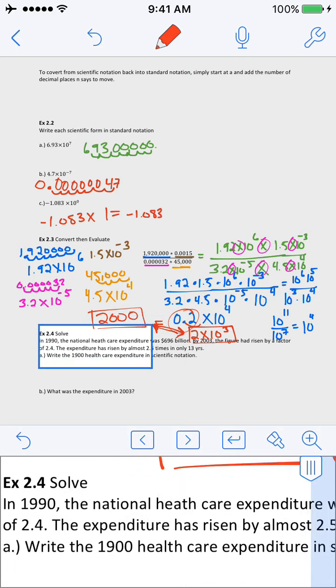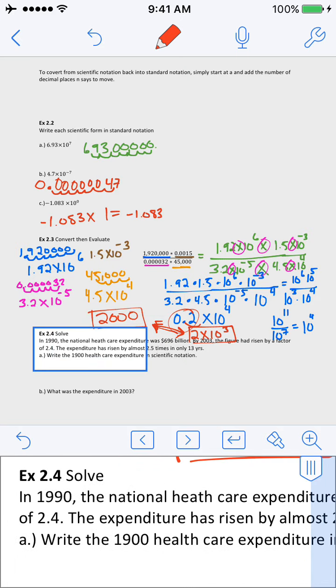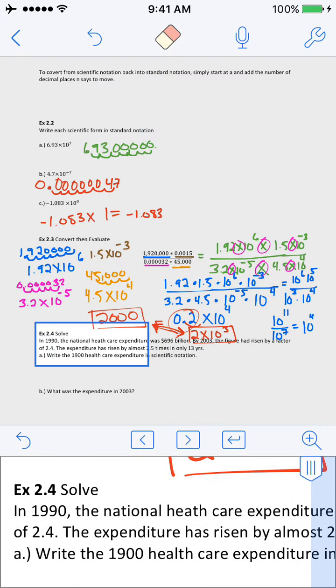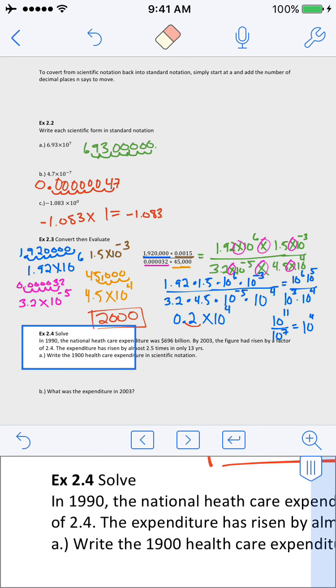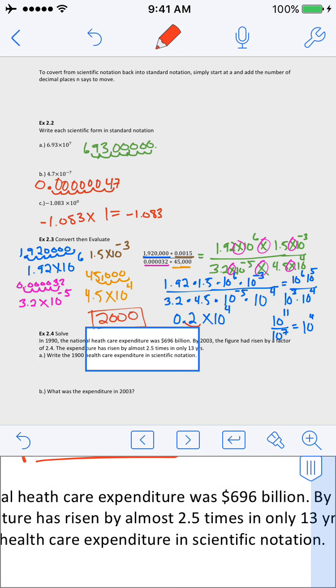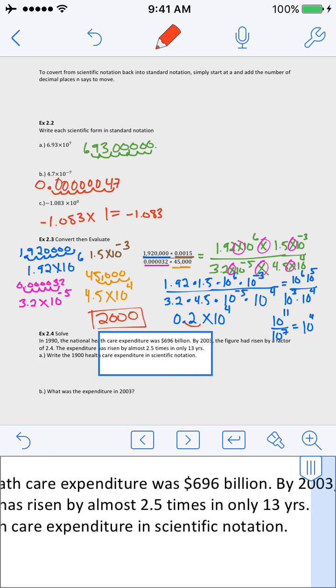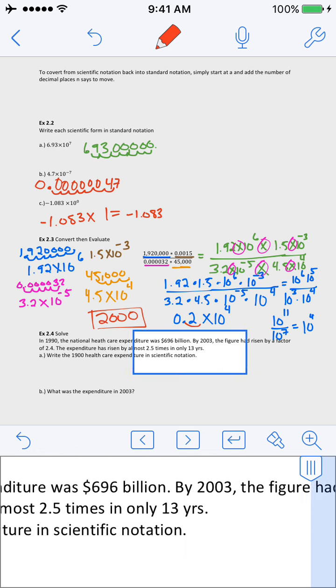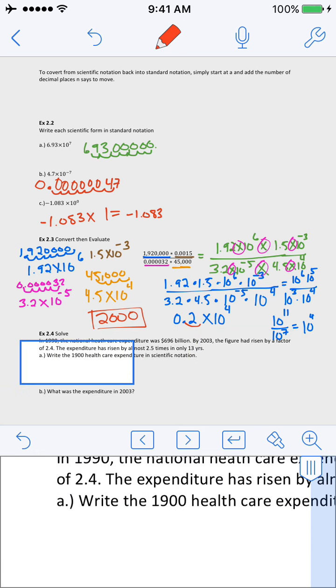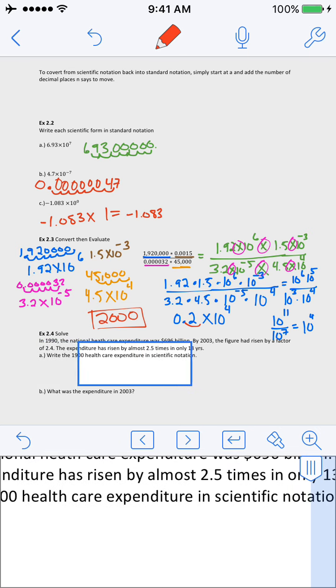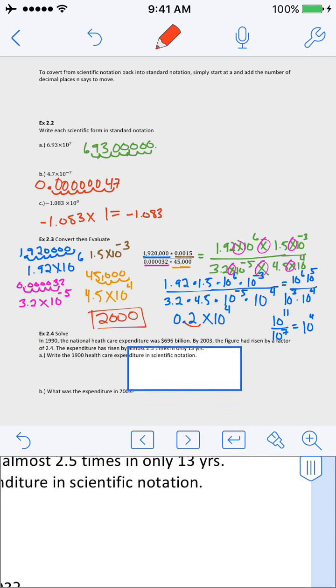Okay, so last thing we're going to talk about today is a real life example. I'm just going to erase this little part right here so we can read it a little bit. Okay. In 1990, the healthcare expenditure was 696 billion. By 2003, the figure had risen by a factor of 2.4. The expenditure had risen by almost 2.5 times in only 13 years.